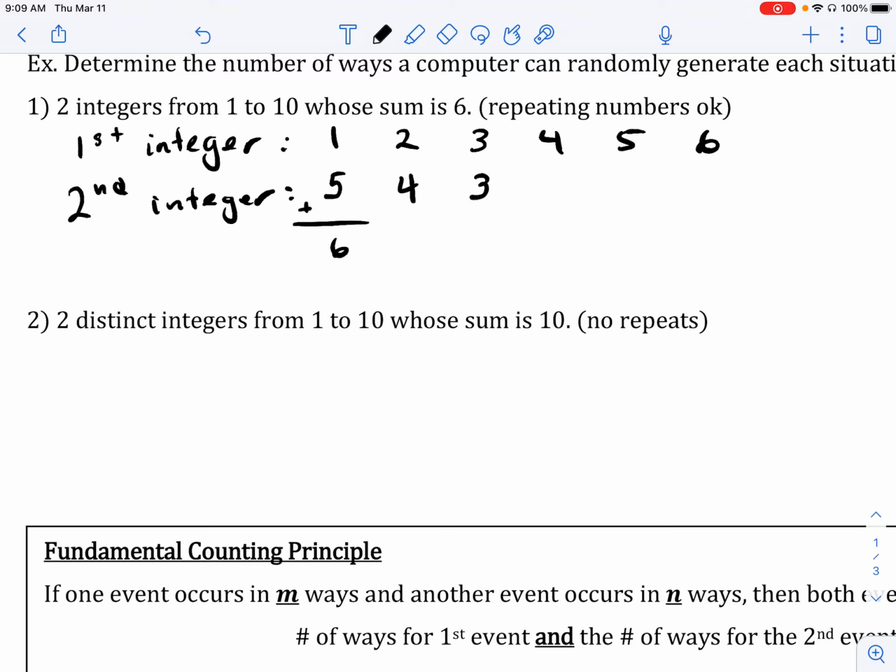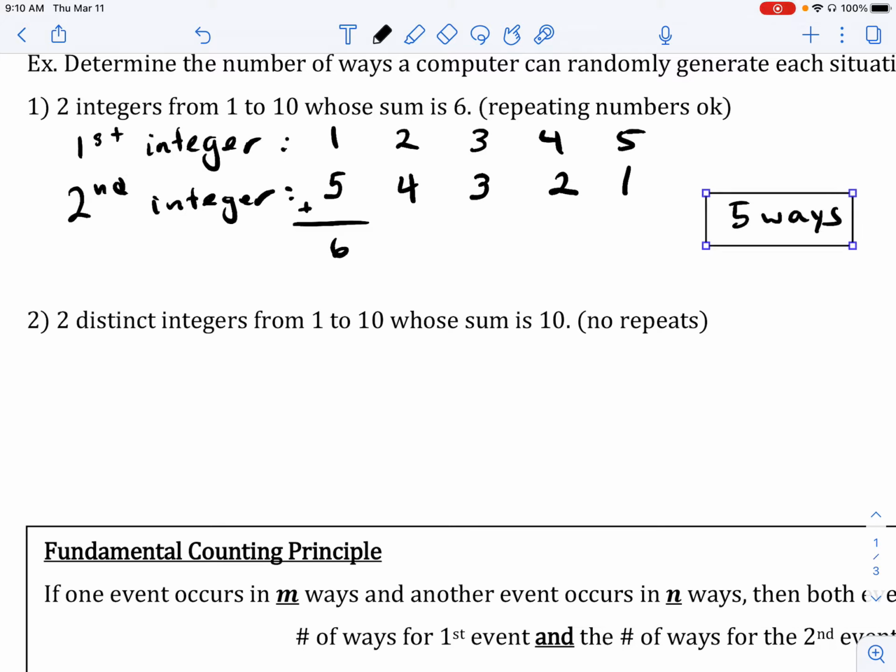And this would be 3, this would be 2, and you know what? I went ahead and did one extra, because we have to have integers from 1 through 10, so I can't include 6. Sorry about that. And here we would have 1. So these are all the different possibilities: 1 and 5, 2 and 4, 3 and 3, 4 and 2, and 5 and 1. So we have a total of 5 different ways that this could happen.